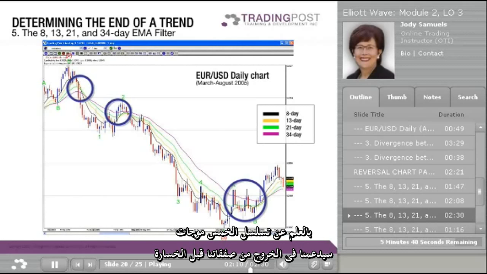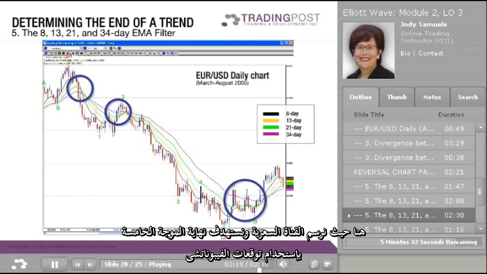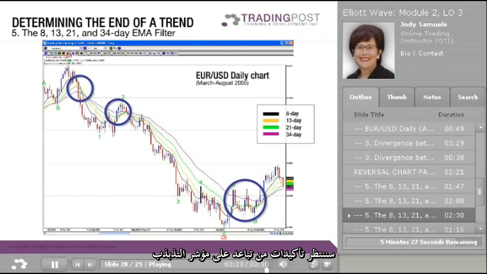Knowing that it is a 5-wave sequence, we could decide to exit the trade prior to getting stopped out. This is where we would draw our channels and target the end of wave 5 using the Fibonacci projections. We would also look to see confirmation that there is divergence in the oscillator.